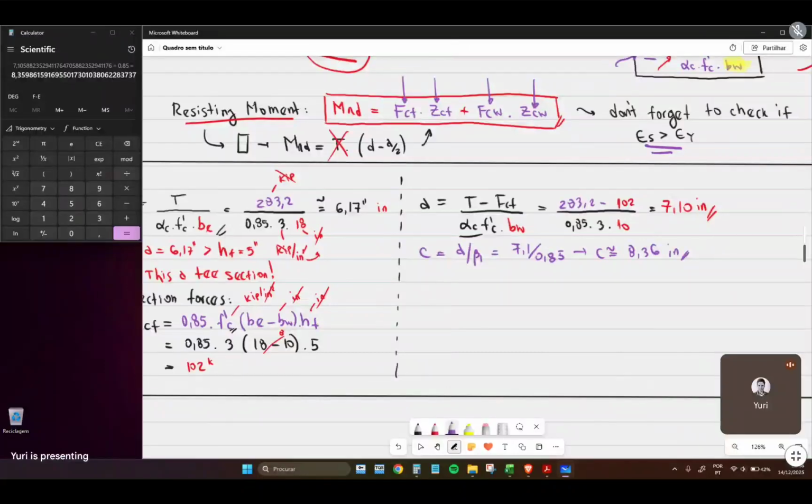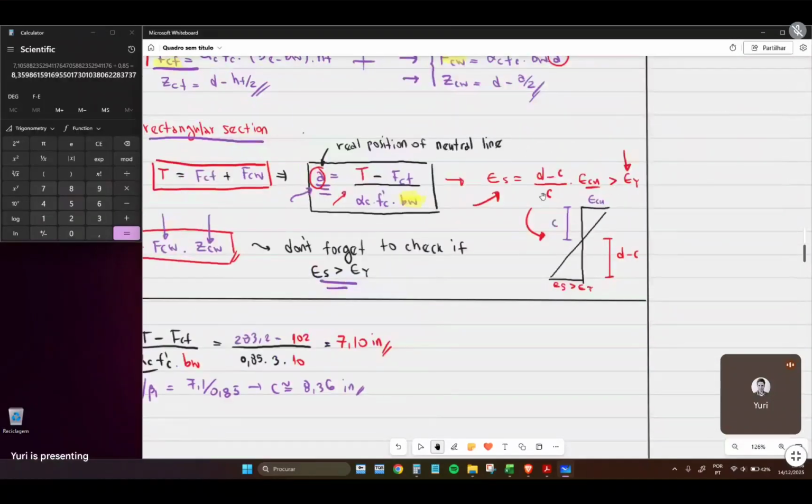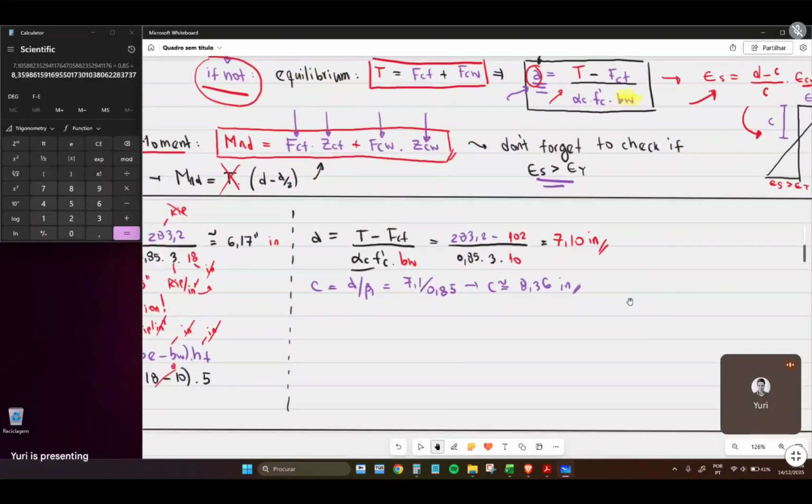All right, now that we know precisely the position of the neutral line, we can check if the reinforcing steel is going to yield. This is a very important step. Remember that we check this based on the position of the neutral line and the distance d using this equation here. First of all, we need to remember the deformation of yielding.